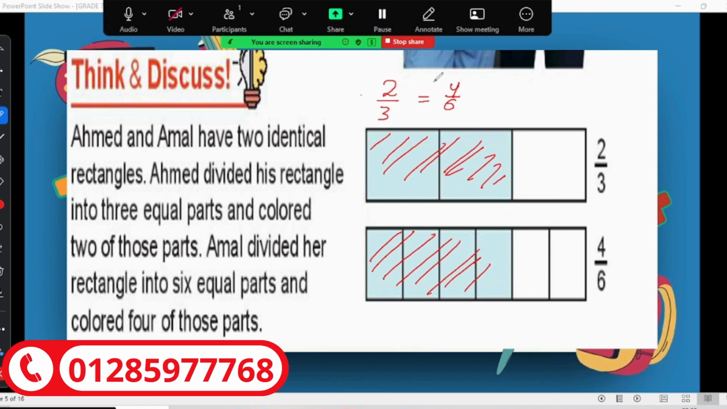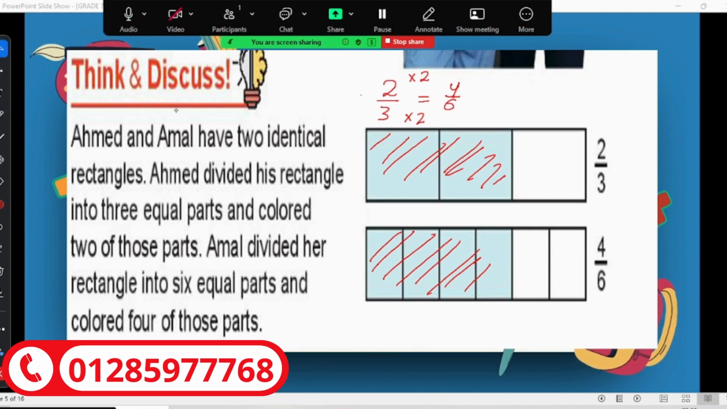Okay, mathematically, how can we get 4 over 6 from 2 over 3? Yes, by multiplying up and down by 2. 2 multiplied by 2 equals 4, and 3 multiplied by 2 equals 6. So we can get 4 over 6 from 2 over 3 by multiplying.